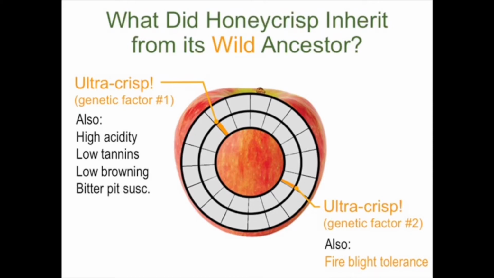But some other things have come along as well, some good and some not so useful. We've got high acidity, low tannins, low browning, bitter pit susceptibility have come along with the one that's up on chromosome 16. And then the piece that's at the end of chromosome 6, there's a good thing that's come along with that one, light tolerance. Looks like it's also hitched a ride, so that's a bonus.